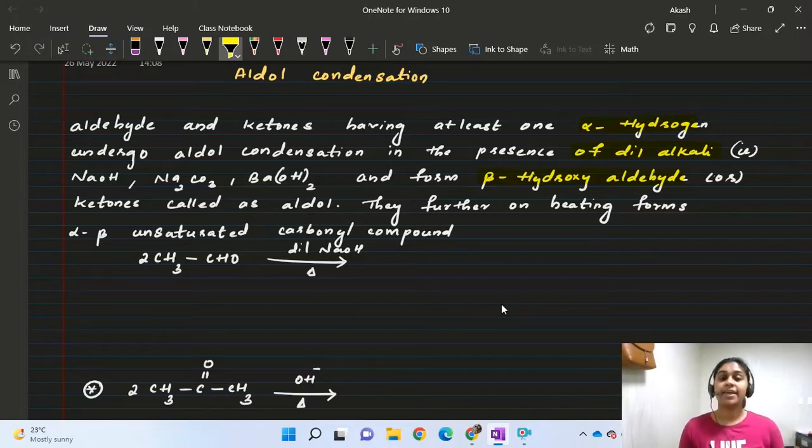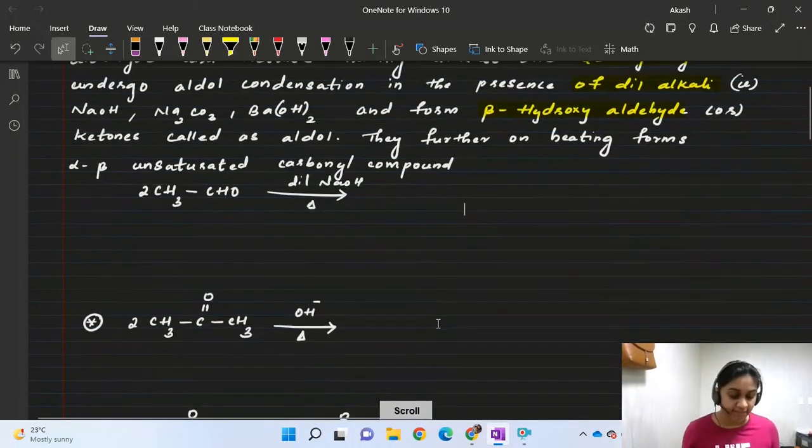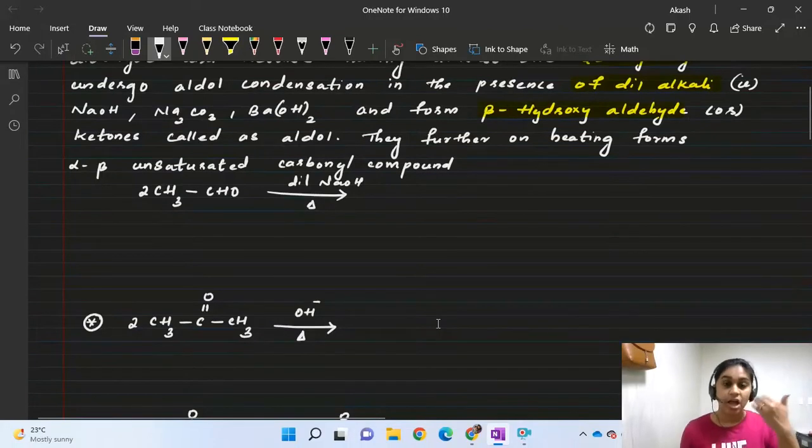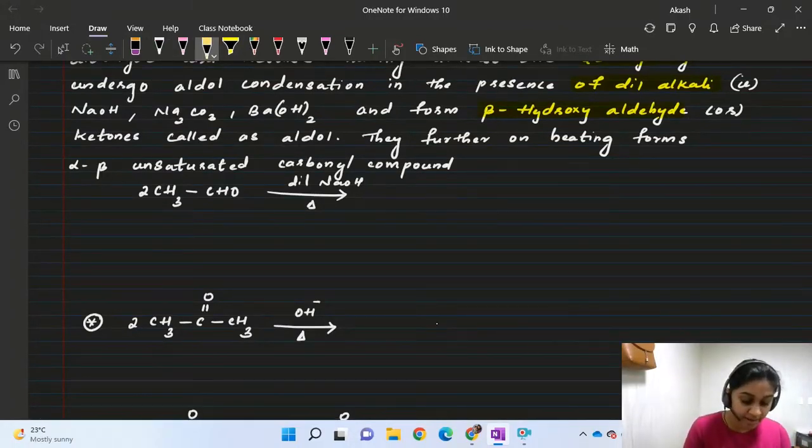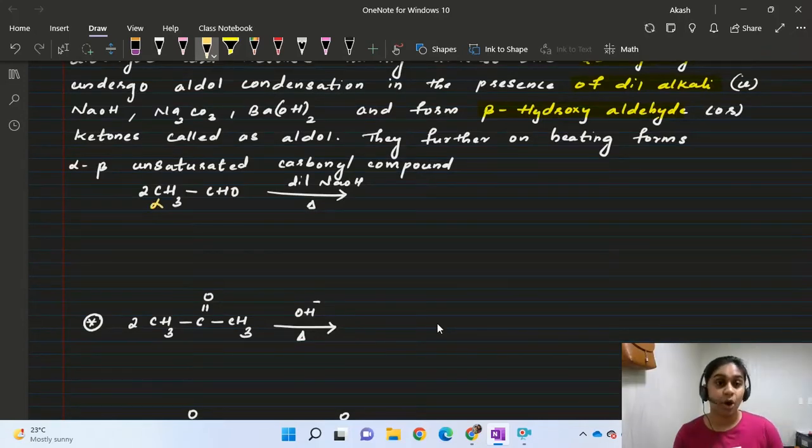Now let us predict the product of aldol condensation in 1 minute. For that, here I am taking a simple aldehyde, that is acetaldehyde, which has an alpha hydrogen. So what is alpha hydrogen? The carbon to which the functional group is attached is called alpha carbon, and the hydrogen present on it is called alpha hydrogen. So here two molecules of acetaldehyde are undergoing condensation.